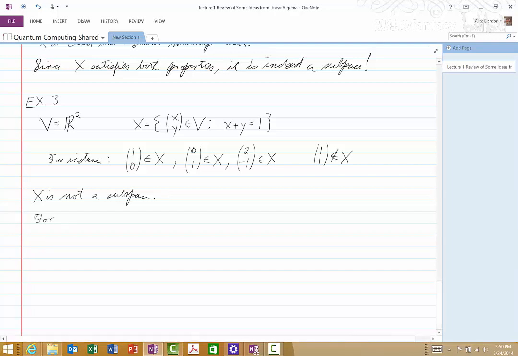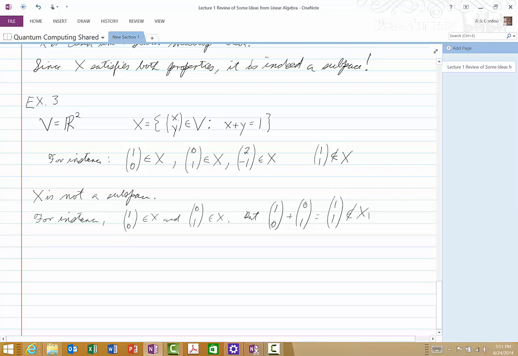So let me proceed as follows. I'll say, for instance, (1, 0) is an element of X, and (0, 1) is an element of X, but (1, 0) plus (0, 1) is equal to (1, 1), and that's not an element of X. Now, let's make sure we understand everything that's being said here. (1, 0) is an element of X because 1 plus 0 is 1. (0, 1) is an element of X because 0 plus 1 is 1.